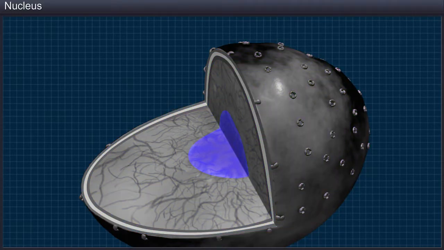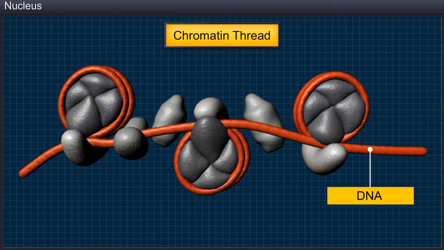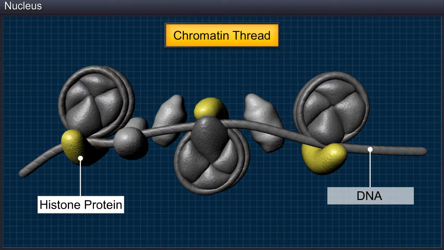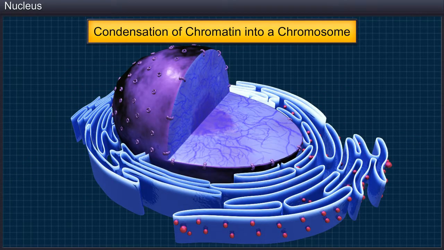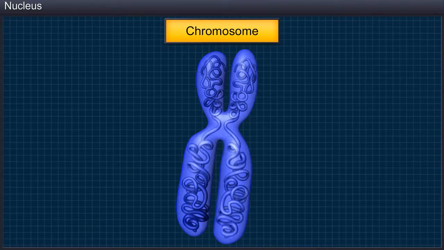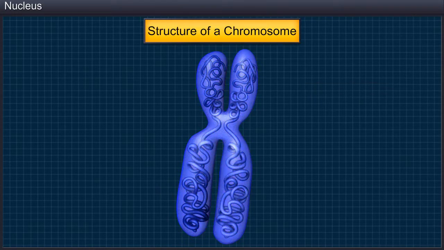Apart from the nucleolus, the nucleoplasm also contains chromatin, a network of highly extended and elaborate nucleoprotein fibers that mainly consists of DNA and histone proteins, though non-histone proteins are also associated with it. When a cell begins to divide, the chromatin condenses and coils to form rod-like structures called chromosomes. The DNA threads remain distributed in these chromosomes.